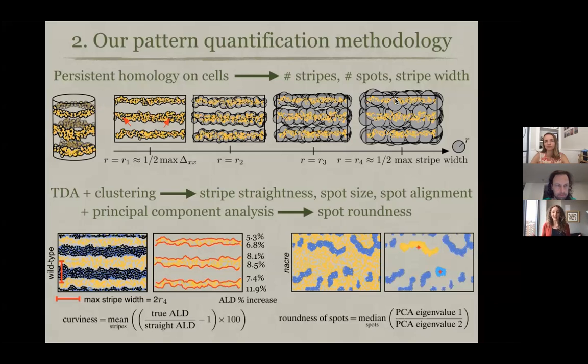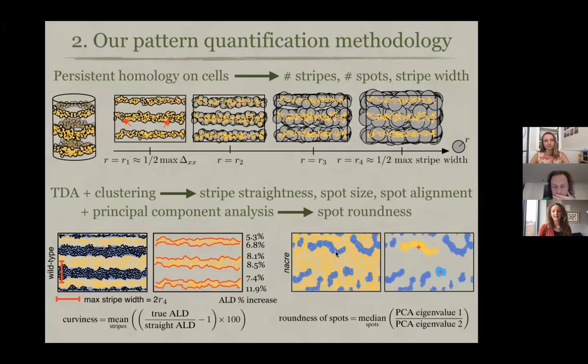So once we have the number of stripes and spots in our data, we can cluster our cells into that number of stripes. So here we know that there are 3 stripes in this image. So we cluster our cells just using hierarchical clustering into 3 stripes. Then you can trace out the boundaries of each cluster and measure how straight those boundaries are relative to a perfectly straight stripe. So that's our measurement of stripe curvature.